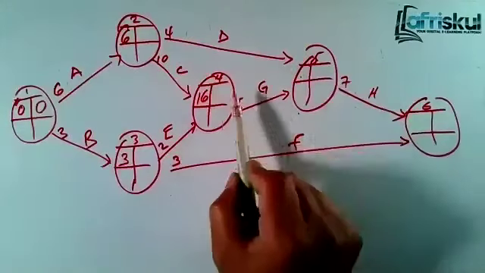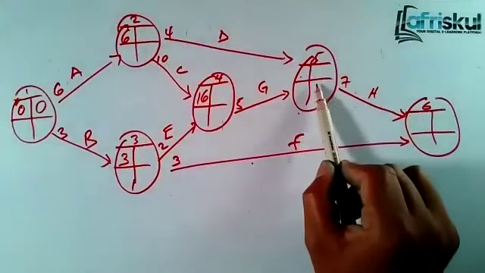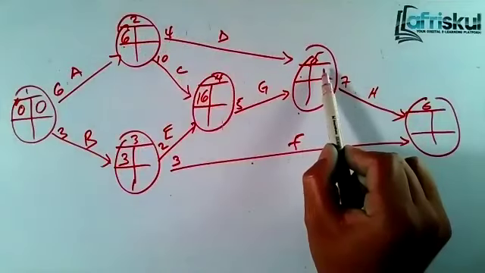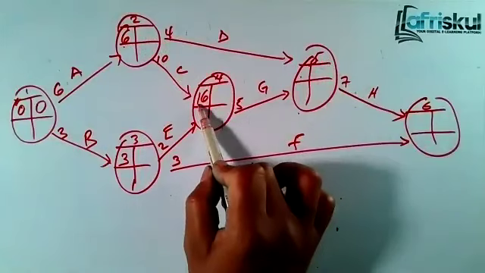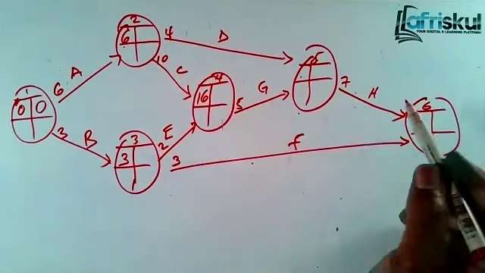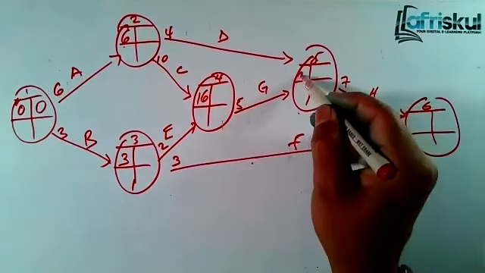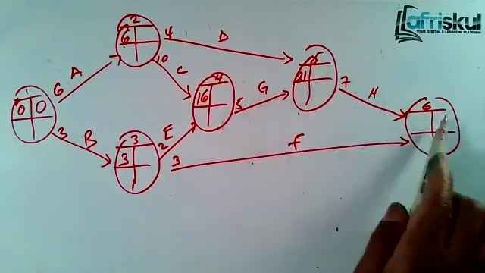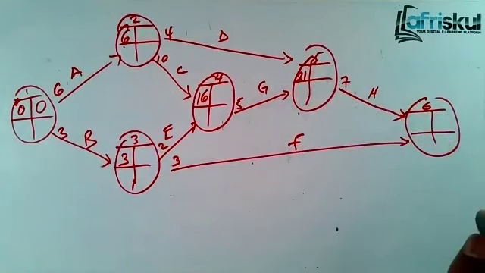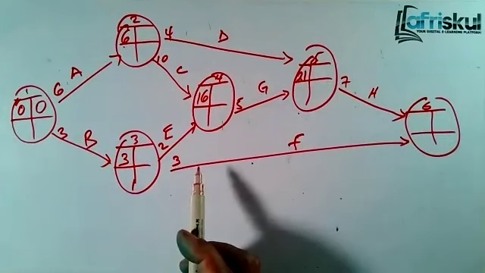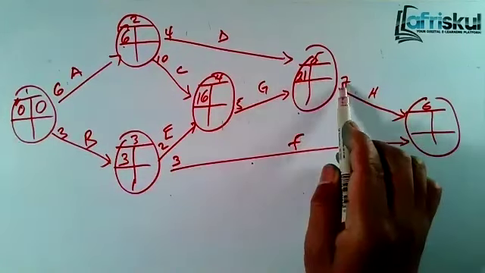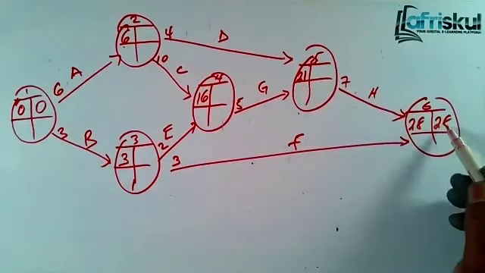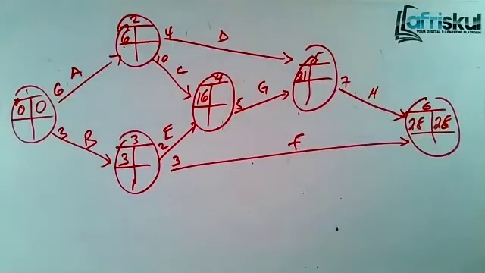From 4 we go to 5. 5 has 2 incoming variables. You take the highest. Like this one will be 6 plus 4, which is 10, and this will be 16 plus 5, which is 21. So you take 21. Then from 5 we go to 6. 6 has 2 incoming variables. Take the highest. 3 plus 3 is 6. 21 plus 7, you have 28. So you take 28. Also this one will be 28. Then you perform the backward pass.